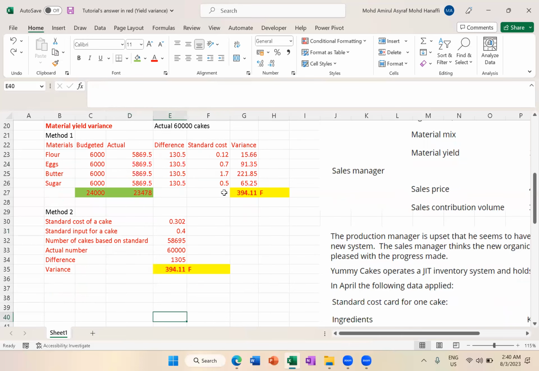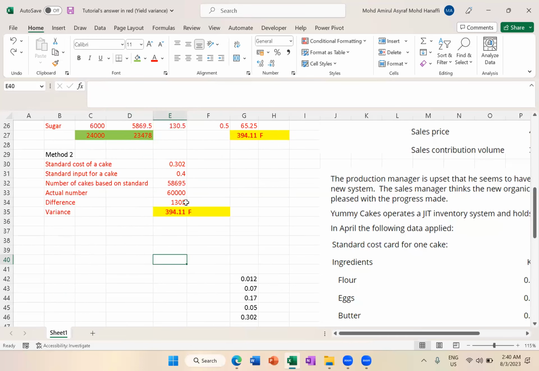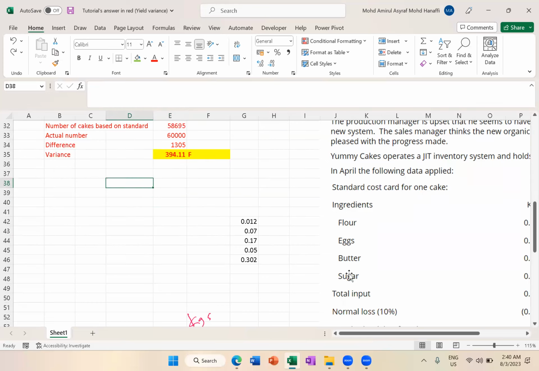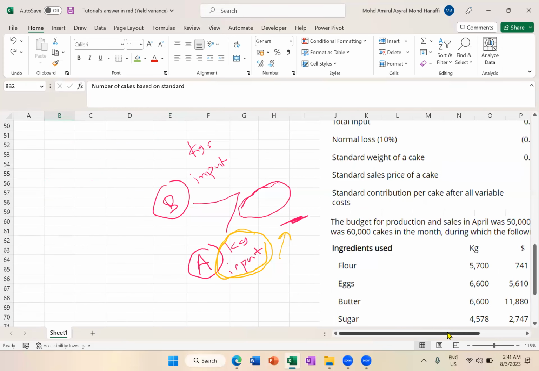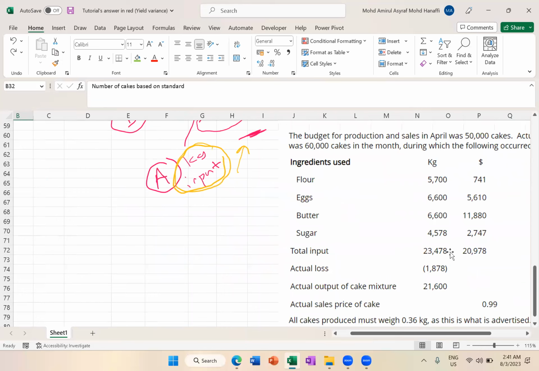Okay, but for those who still want to know the second method, now I'm about to tell you how this is done. First things first, you need to know the standard cost of a cake. Let me explain why. When you use the second method, you look at the actual number produced, 60,000 cakes, right? And then based on the actual input, 23,478. This is the actual input. According to budget, using this much input, how many cakes should you make?